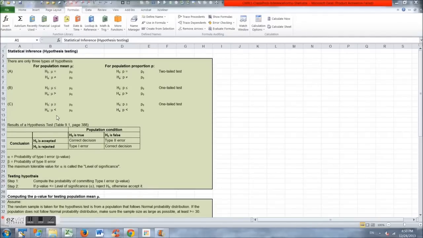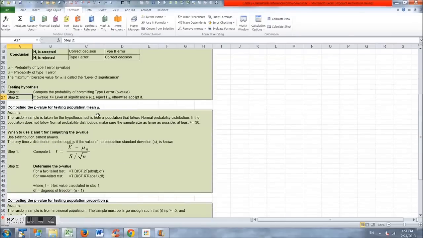In any one of these three different cases, we will have either type 1 error or type 2 error, and the actual testing is done in two steps. The first step is to compute the probability of committing type 1 error, which is the p-value, and then the conclusion, step 2, where we compare the p-value calculated in step 1 with the level of significance, and then we arrive at a conclusion whether to reject the null hypothesis or not. And then of course we have to interpret the final conclusion.